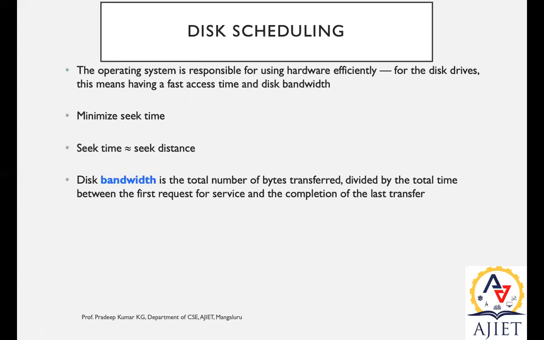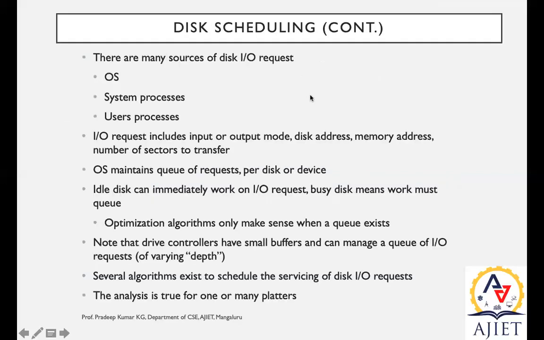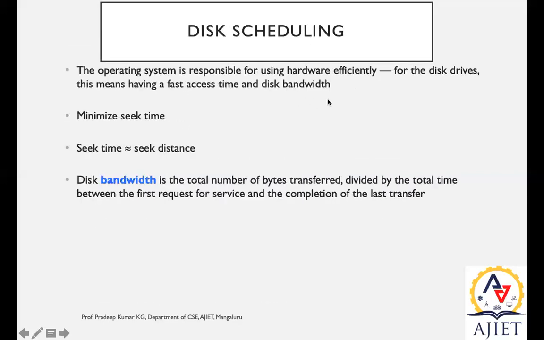Especially for the disk drives, the only thing is it should have a faster access time and good disk bandwidth. This is what is considered with respect to disk scheduling. So what is this fast access time? It means we should have minimal seek time. Or, in another way, seek time is roughly equivalent to seek distance.